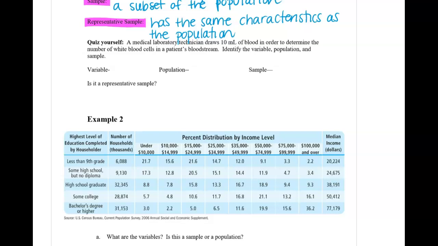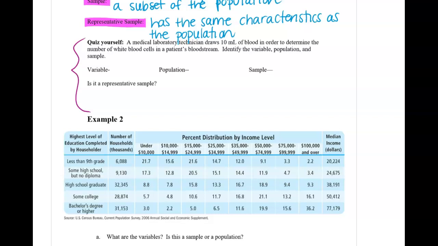So a medical laboratory technician draws 10 milliliters of blood in order to determine the number of white blood cells in a patient's bloodstream. We want to find the variable, population, and sample. Take a moment, pause the video, write down the variable, population, and sample, and decide whether it's a representative sample or not. So pause the video, please.